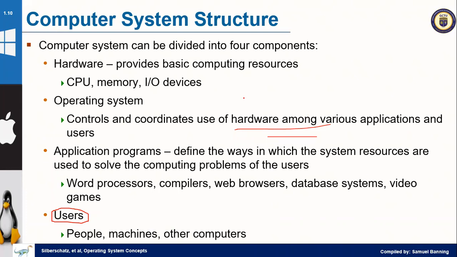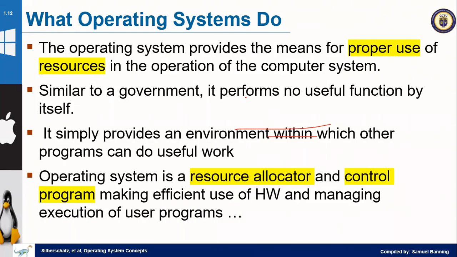Now let's go on and look at what an operating system is. What do operating systems do? Okay, so the operating system, like we have all agreed on, is the one that stands in between the user and the computer system. So it is the one that provides the means for proper use. And notice that I have highlighted the word proper use. That means that without the operating system, the resources on the computer system will not be properly used.